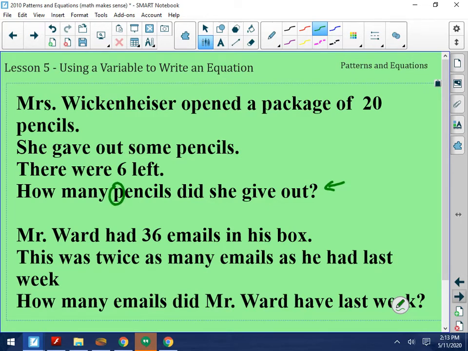So she opened the package of 20 pencils. There's 20. She gave out some pencils. Okay? We don't know how many she gave out, right? So I'm going to say we're going to subtract P. We don't know how many that is. There were 6 left. So 20 take away the pencils equals 6. How many did she give out? The P, the number of pencils she gave out, must be 14, because 20 minus 14 would be 6.